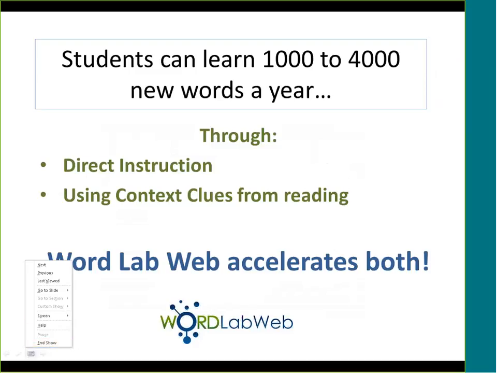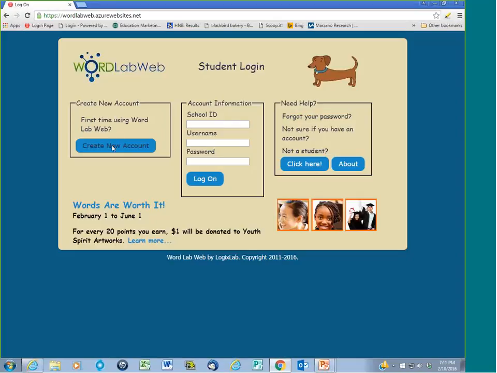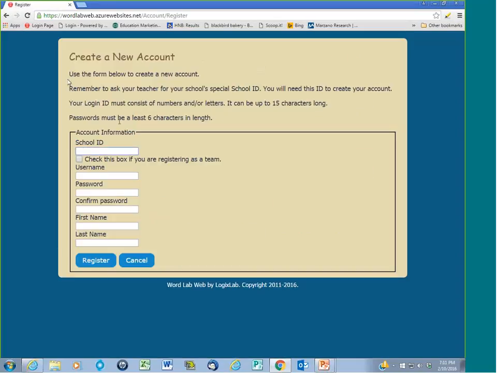I'm going to take you now to the screen where you would go to start the program. This is what it looks like. To get here, you would go to www.wordlabweb. You don't need to write any of this down, as we'll be sending you emails, and there are also instructions within the program. You'll click on the student login, and you'll start out by creating a new account.